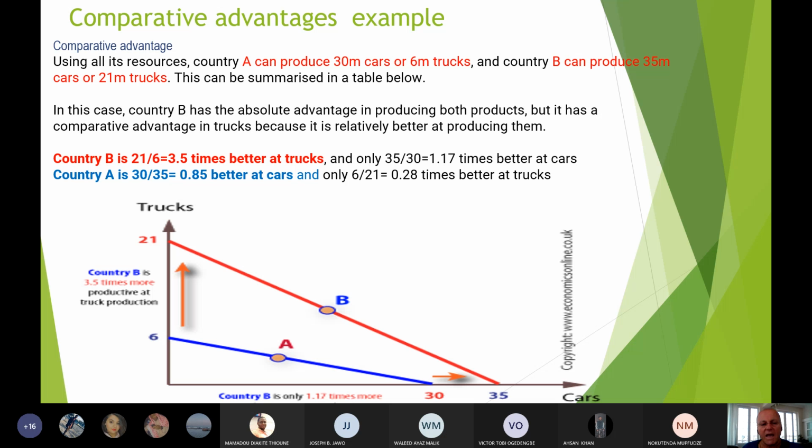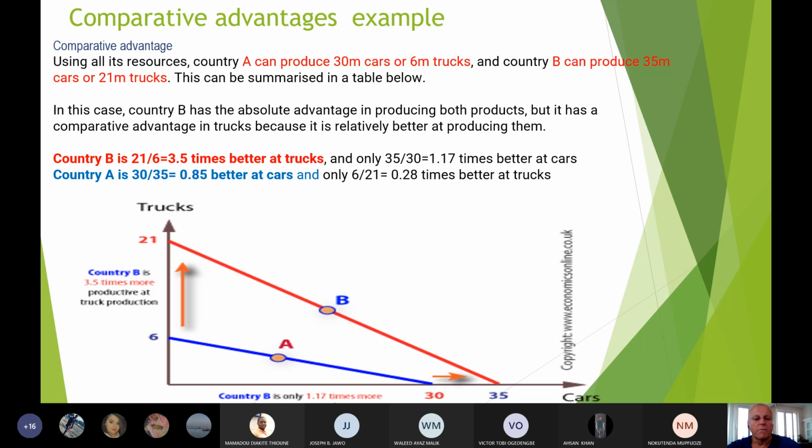And country A is going to again divide 30 by 35, because now you are going to take the upper part to the country B, then 30 to 35 will make 0.85 for the cars production, and for the trucks 6 divided by 21 is going to make 0.28, which means cars production becomes eligible, and country A should become specialized in the car production for becoming a trade partner in this given example. Is it clear? Yes, sir.